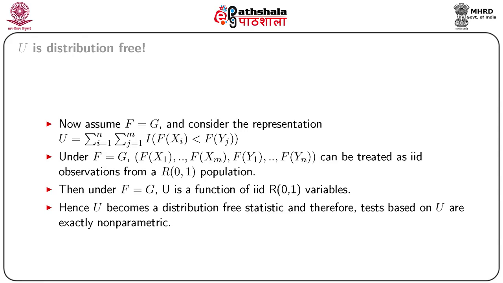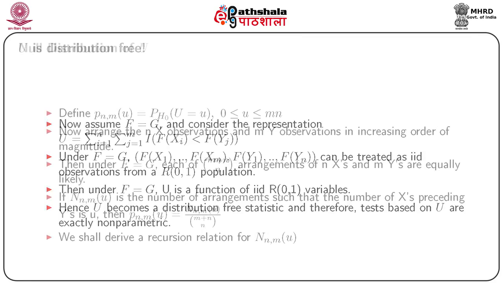Then, under f equal to g, u is a function of IID rectangular (0,1) variables. Thus, the distribution is independent of any f under f equal to g and depends only on m and n, that is, on sample sizes. Hence, u becomes a distribution-free statistic and therefore tests based on u are exactly non-parametric.